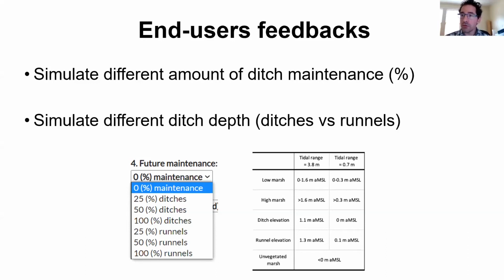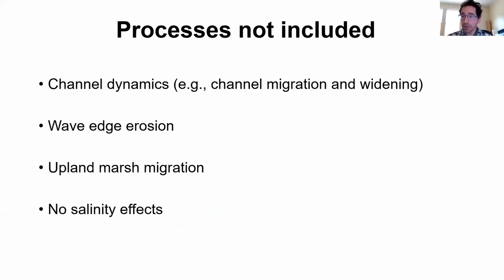So those are the two maintenance options. And before going into the results, just a caveat: in this model, we don't include channel dynamics, meaning that the channels are frozen, they don't widen, and don't migrate, even in 1,000 years. There is no wave edge erosion, so this doesn't really apply to places facing open water. There is no upland migration, so the marshland cannot expand, and there are no salinity effects.